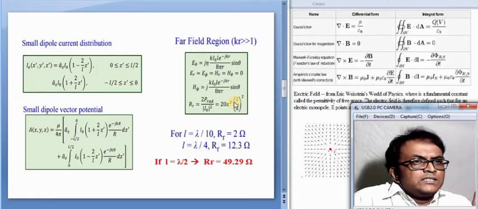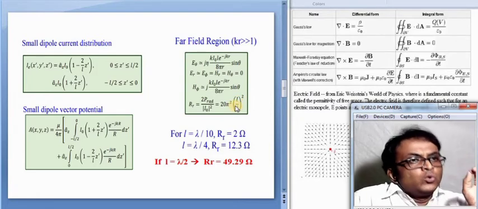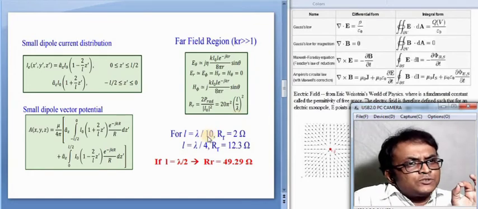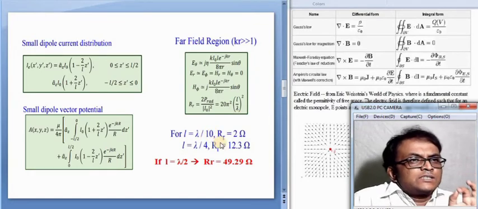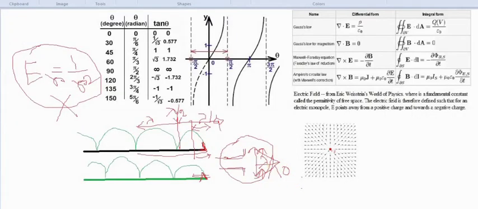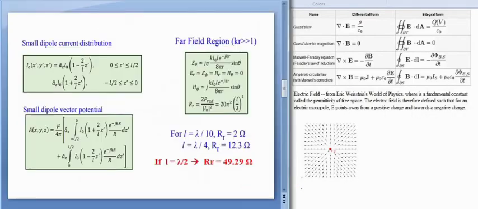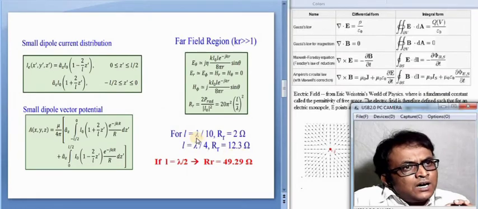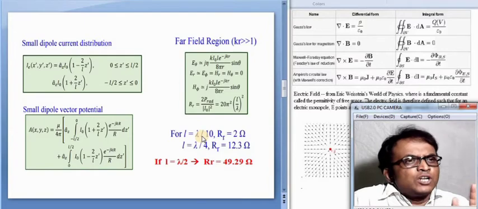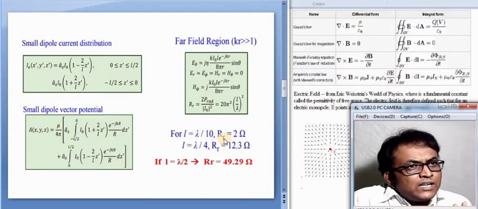Now the question is how short the dipole will be. Suppose the L by lambda is 1 by 10. What I am telling here, for example, is 1 by 10. So I am taking 1 by 10 as the length of my dipole antenna, or infinitesimally small dipole antenna. Therefore the resistance will be very low, only 2 ohm.